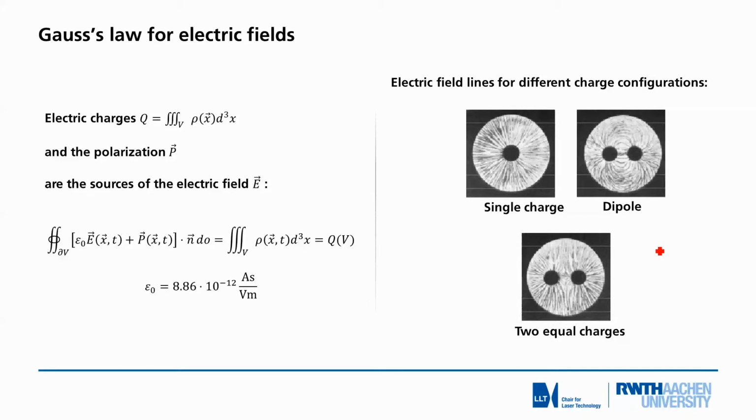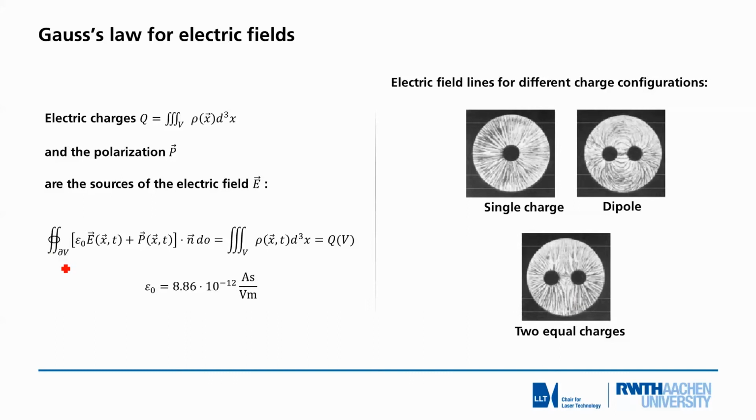Let's start with the first one, the Gauss law for electric fields. As you see on the right-hand side, a single charge is characterized by a corresponding generated electric field. If you have a dipole, the field lines connect the two poles, a positive and a negative charge. If we have two equal charges, they repel and the corresponding electric field will behave like the lines plotted in this experiment here.